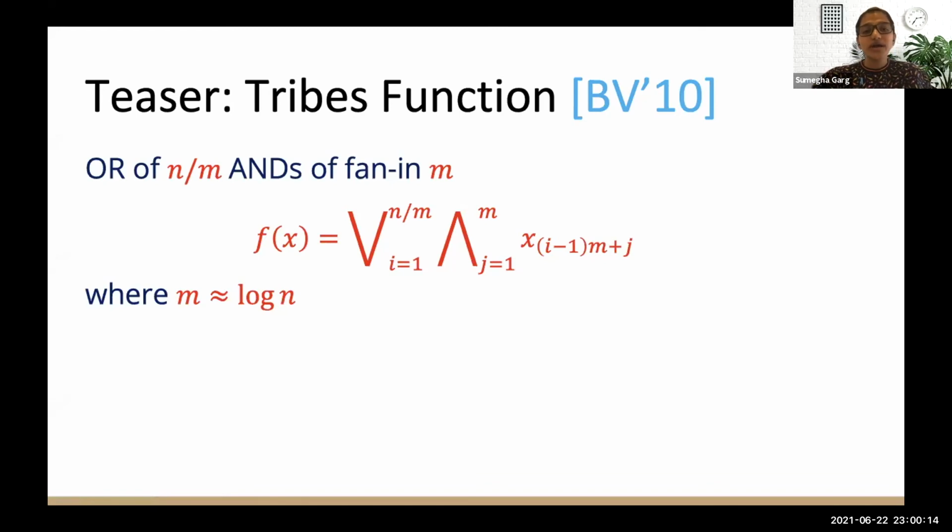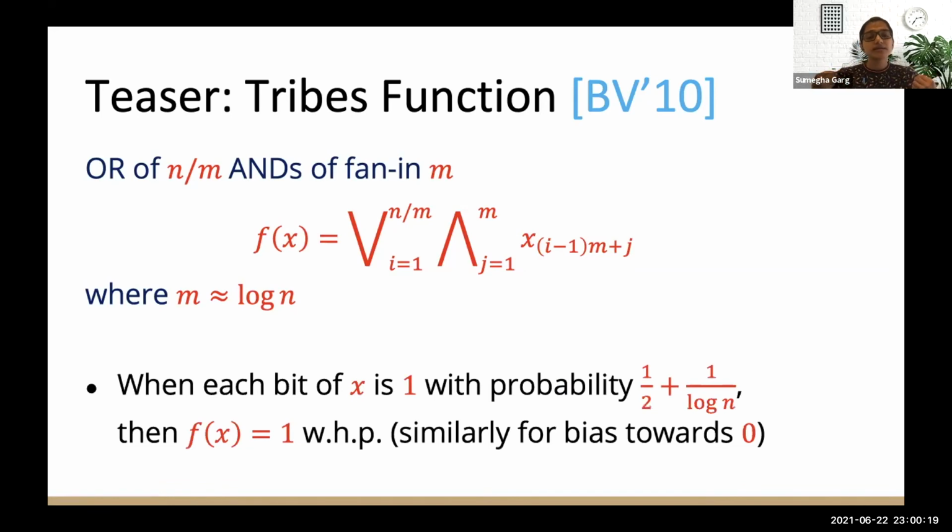So why is this tribes function useful? It is because when each bit of x is 1 with probability half plus 1 by log n, then we know that the output of f(x) is 1 with high probability. Similarly, if each bit of x is biased towards 0 with probability half plus 1 by log n, then the output of f is 0 with high probability. This means that this read-once Boolean formula can detect a bias of half plus 1 by log n, either towards 1 or 0.